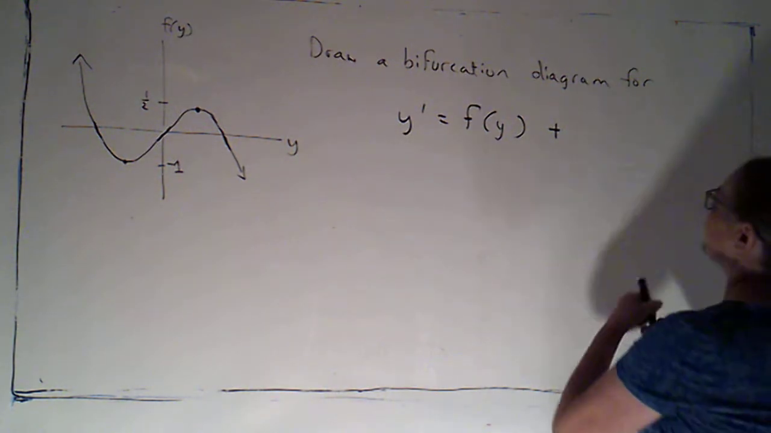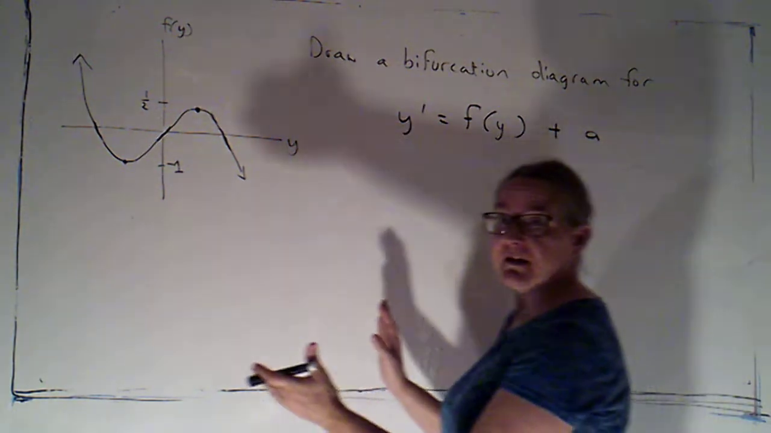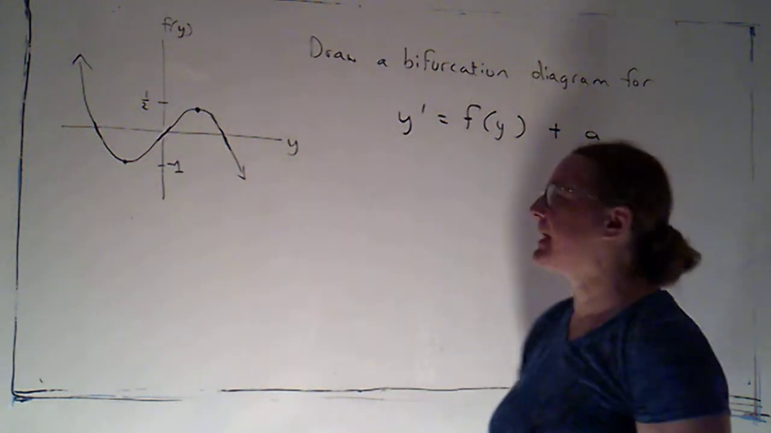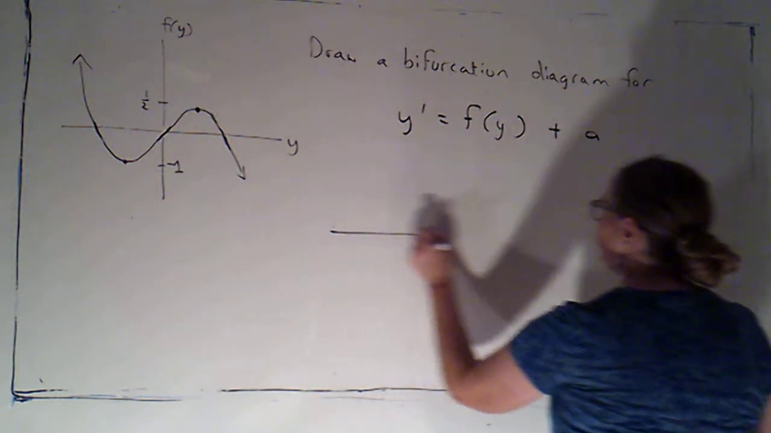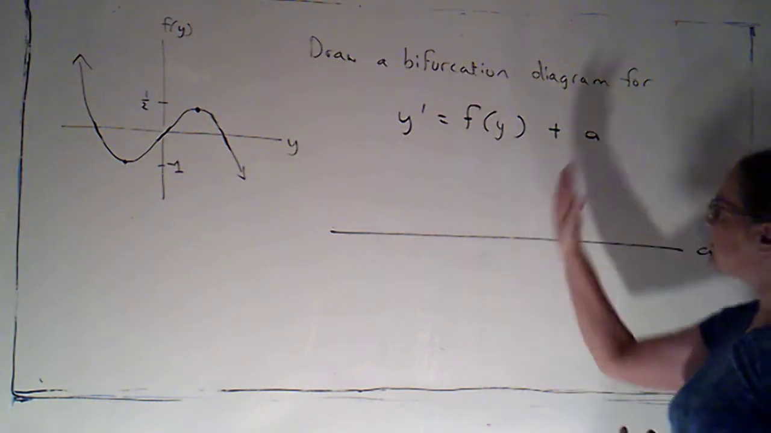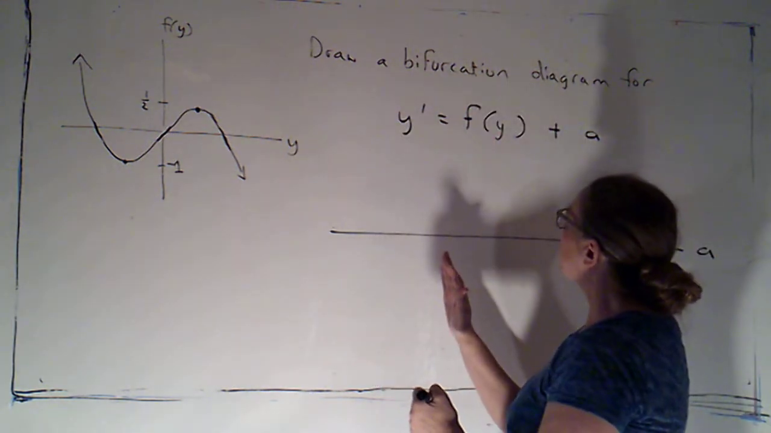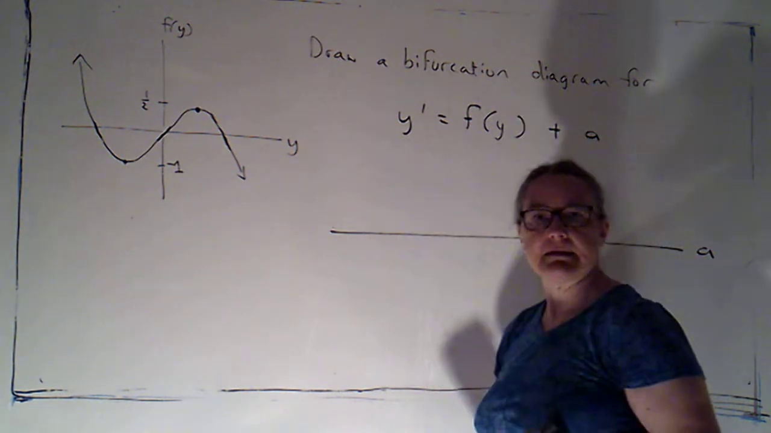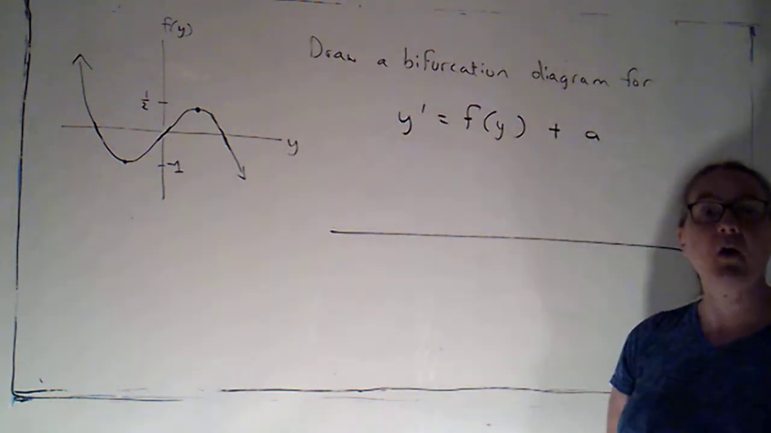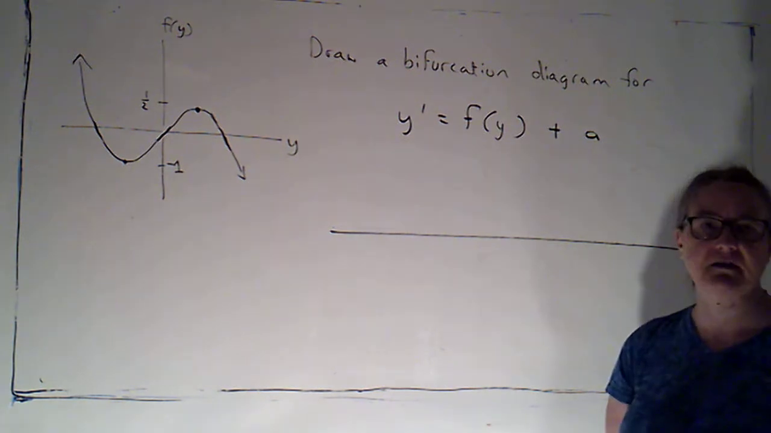That's an a, it's not a 9. When a happens to be 0, and then if a is positive, I'd be shifting this up. If a is negative, I'd be shifting this down. Now when I draw a bifurcation diagram, I'm going to have my a-axis here. And then I'm just going to be drawing phase lines, which are y-axes, that would be the plural of axis, y-axes on which I'm drawing in the equilibrium solutions, and then just using arrows to indicate whether y prime is positive or negative.